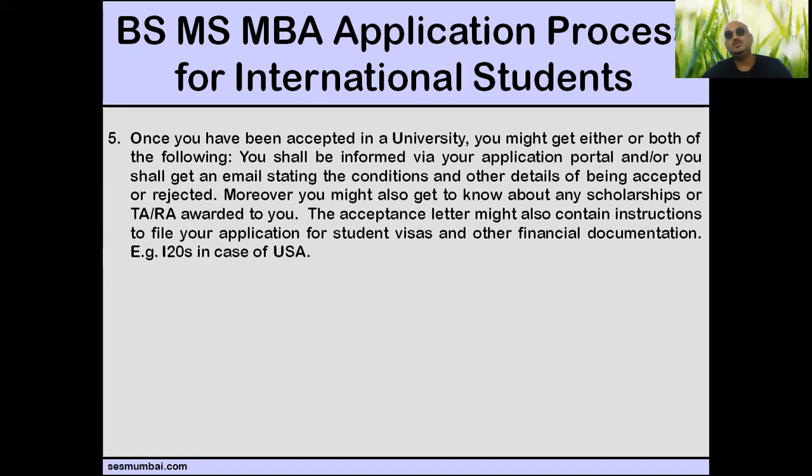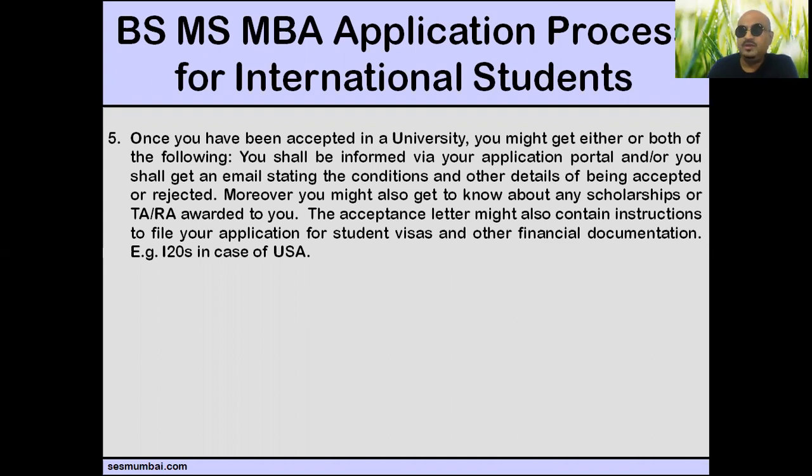Once you've been accepted in a university, you might get either or both of the following. You shall be informed via your application portal, and/or you shall get an email stating the conditions and other details of being accepted or rejected. So what this means is that if you've been accepted, you might get the information on the application portal, and they might also email it to you, and there'll be many documents that you'll have to go through, because those documents will have a lot of information, which I'll probably discuss right now.